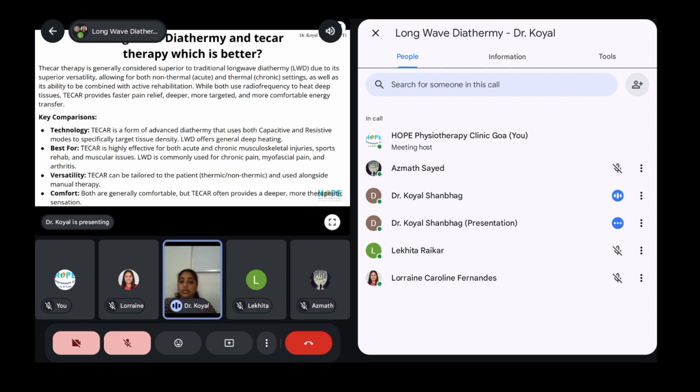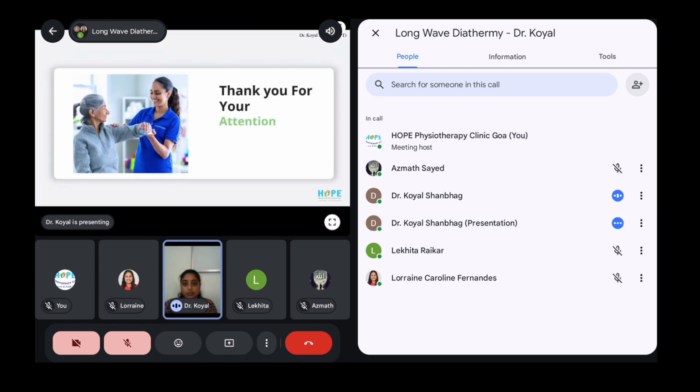In versatility, TCAR is more versatile; it can be tailored to the patient's condition, and it can be used along with manual therapy. If we compare comfort, both are comfortable, just that TCAR provides a deeper sensation as compared to long-wave diathermy. But TCAR is the new trend that is coming as compared to the diathermies. These were the references. Thank you for your attention.